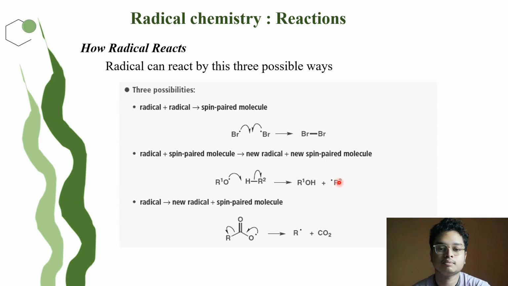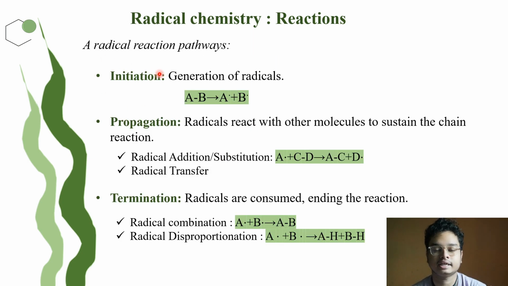And there is another possibility: the radical will undergo a rearrangement or decarboxylation pathway to generate a new radical and a spin-paired molecule. Here, this is the acetate radical. This radical will undergo dissociation, decarboxylation, and then this R radical is formed as a new radical, and the spin-paired molecule, carbon dioxide, is generated. Now, a radical can react by a combination of these pathways.